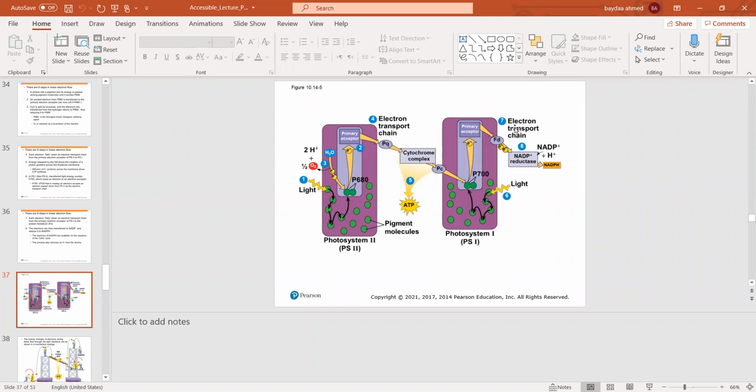Each electron falls down an electron transport chain from the primary electron acceptor of photosystem 1 to the protein ferredoxin. And then the electrons are transferred from ferredoxin to NADP+ to reduce it and produce NADPH. We produce NADPH.